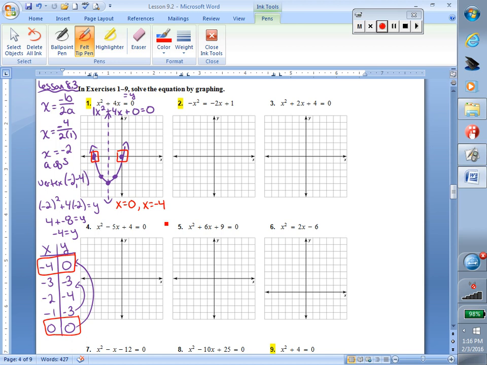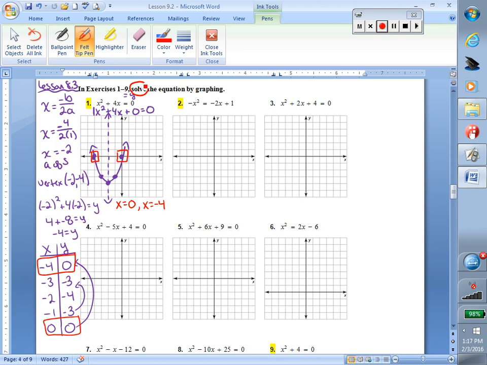The other thing you can do, keep in mind, we are solving an equation. You guys have been solving equations forever. How do I check my answer? Put them back in the equation, substitute them back in. So if you substitute 0 in for x, the left side of the equation should equal 0. If you substitute -4 in for x, the left side of the equation should equal 0.